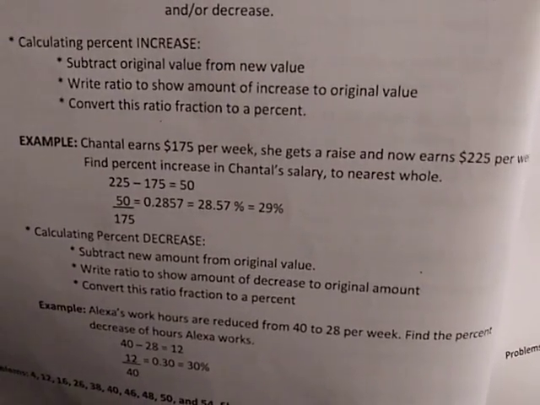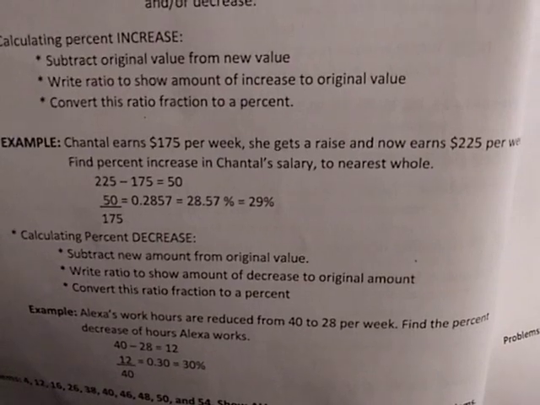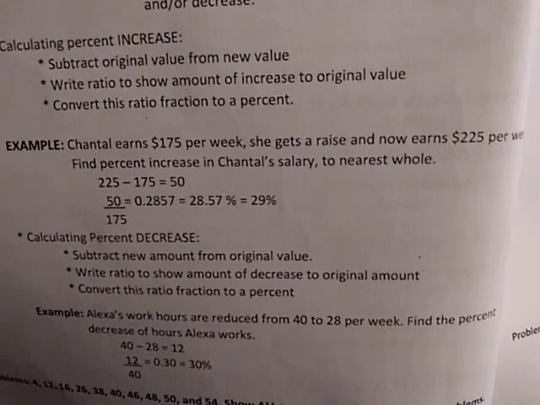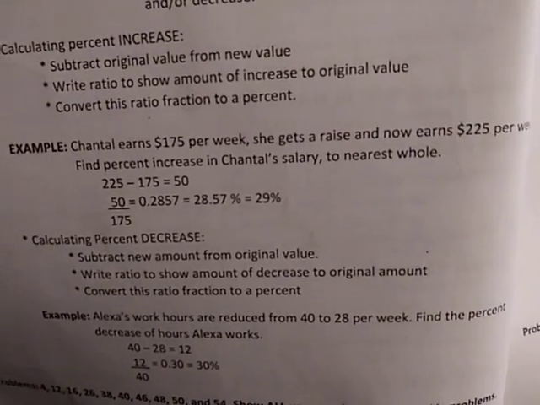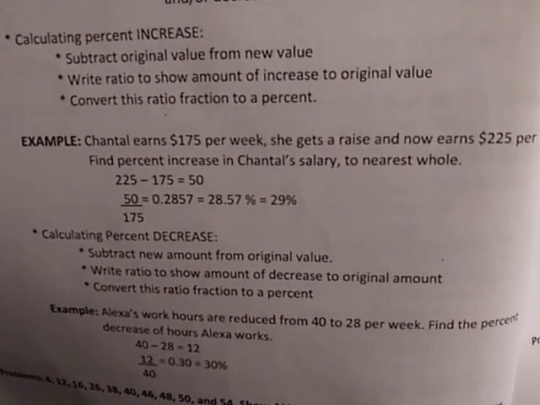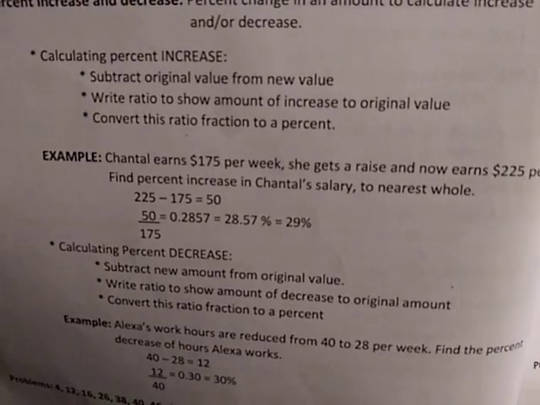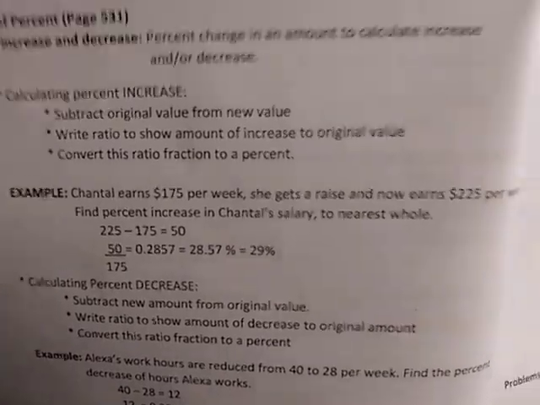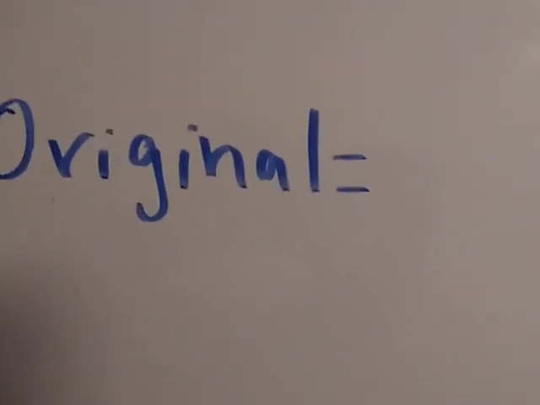Okay, so let's look at the example that we have here. It says Chantal earns $175 per week. She got a raise and now earns $225 per week. Find the percent increase in her salary to the nearest whole. Okay, so according to the instructions, we have two values, right? The old or original value and the new value. So I'm going to write those down. Original, and I'll put new.